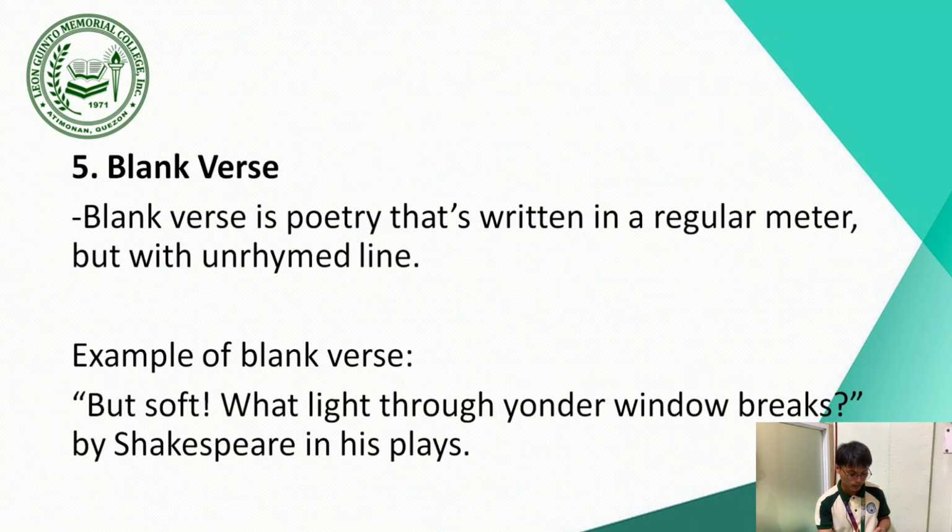But soft, what light through yonder window breaks. That's the famous example of it. It doesn't rhyme, but it follows the pattern of a ten-syllable line with alternating unstressed and stressed syllables. Try reading it out loud. Some blank verse uses internal rhyme, or words that rhyme within a line rather than at the end. Blank verse is a great way to add a poetic levity to writing that would otherwise read like prose.